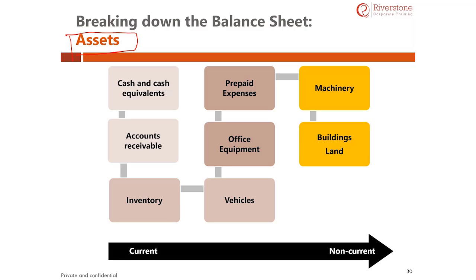Basically, any items which are added or owned by the company and which help to create value for the company are called assets. Assets can be tangible or intangible. Tangibles are those assets which can be touched and felt, such as fixed assets and inventories. We can touch and see these assets.